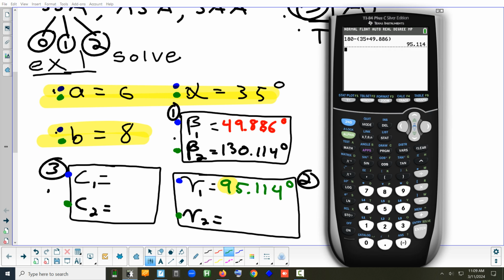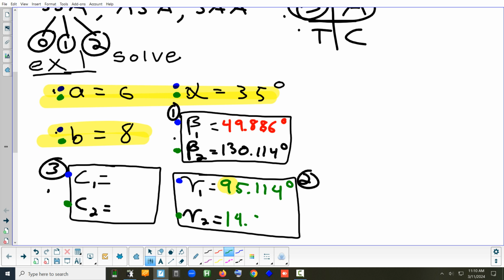Can someone else tell me how I'm going to get gamma 2? Yeah. So we're going to take 180 again, and we're going to subtract the 35, but we're not using the 49.886. We're using the 130.114. And we get 14.886. Any question on how we got gamma 2?